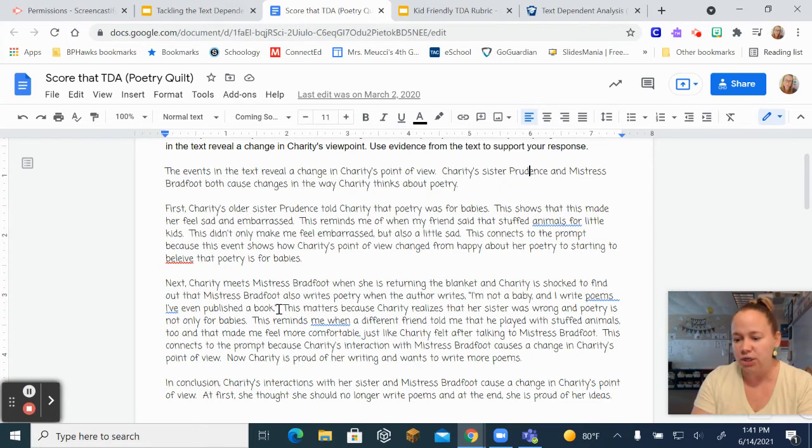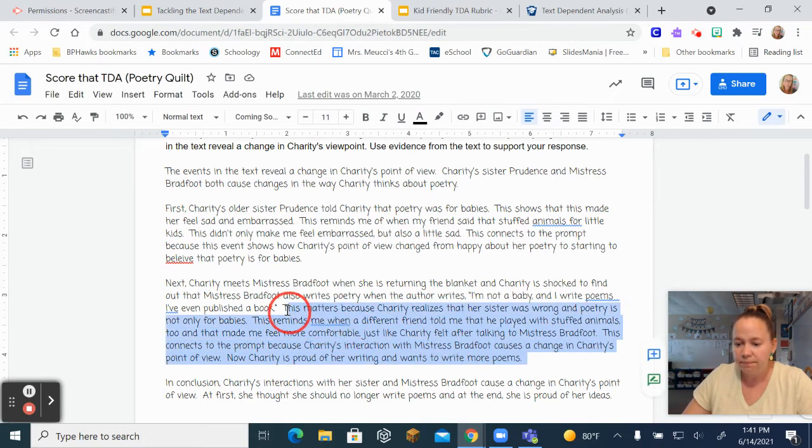See how I made that connection? This connects to the prompt because Charity's interaction with Mistress Bradfoot causes a change in Charity's point of view. Now Charity is proud of her writing and wants to write more poems. All of this piece right here is my analysis. One of the ways to make analysis is to make a connection to the text.